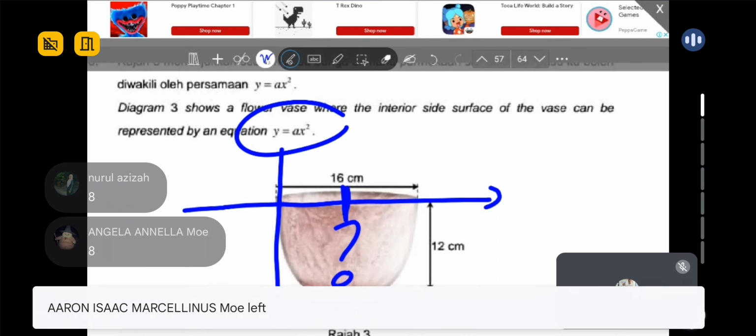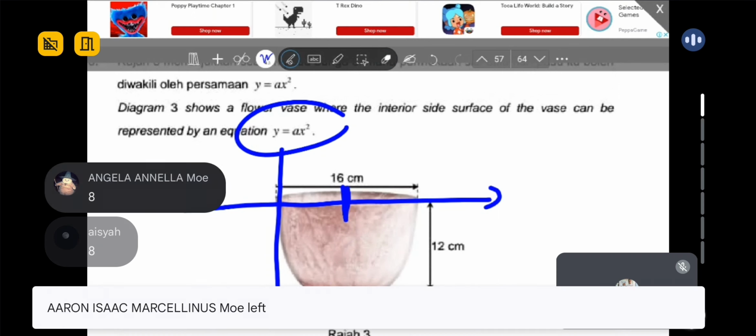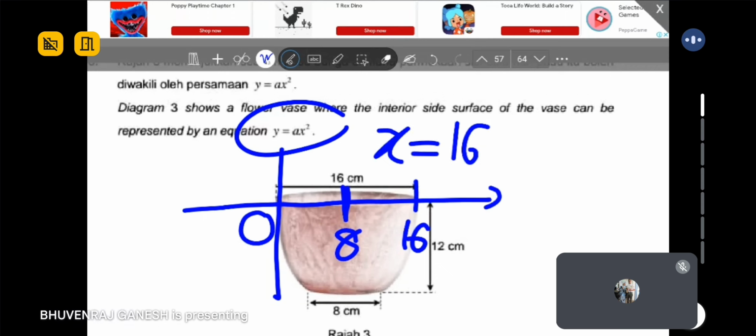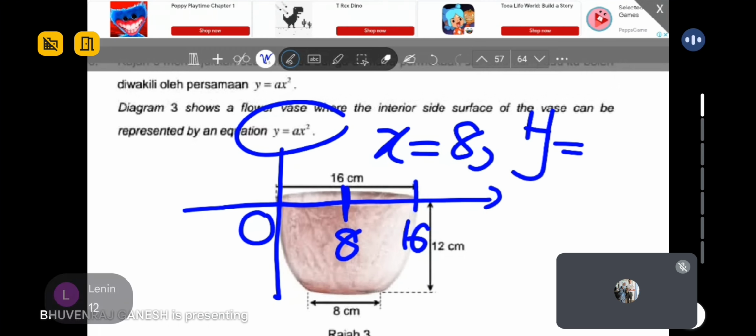Axis of symmetry. Yes, 8, right? You take 16 bahagi 2. So this is 8. This is 16. This is 0. So means that X sama dengan 8. Okay? So what is your Y value? Can anyone tell me? Apa nilai Y yang kamu gantikan? No. Guys, careful lah. You must see the same point at the bottom. Kamu kena lihat titik yang sama ke bawah. Okay, so you see over here. Means that you must tell what is this value. Faham tak? 12 Okay.